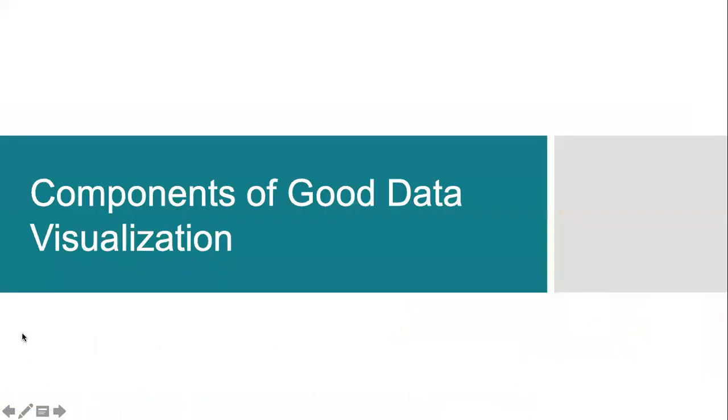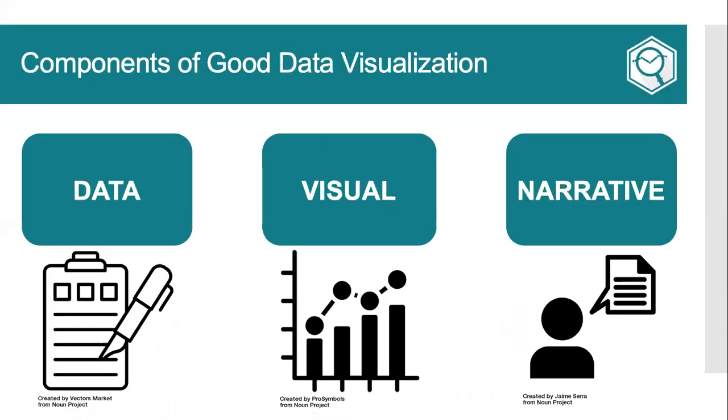So, what are the components of good data visualization? There are three, starting with the underlying data that you're using, the visual itself, and then the narrative that visual is trying to tell. Now, we don't have time today to start talking about underlying data and how to make sure that you have good underlying data.